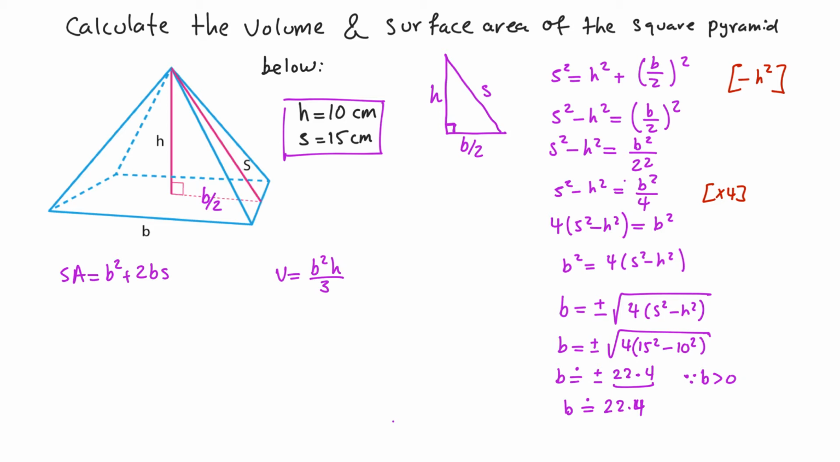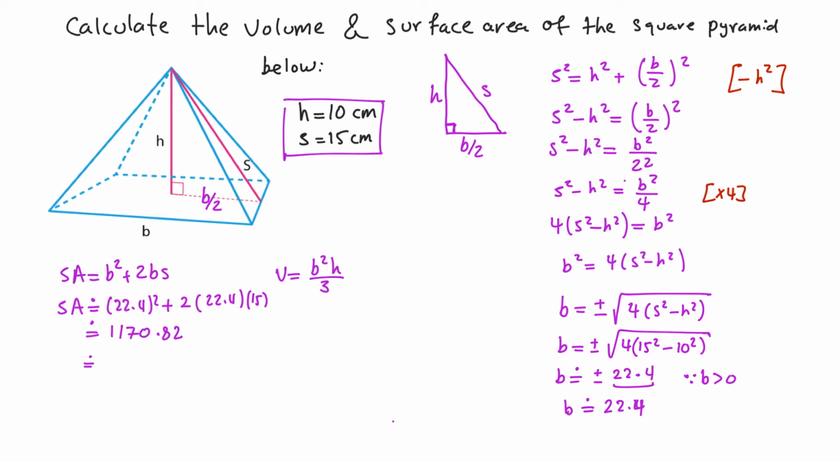Alright, so now we have found our base value. We have to put it back into the equation. So I know that surface area is equal to b squared plus 2 times b times s, which is approximately 22.4 squared plus 2 times 22.4 multiplied by the s value, which is 15. I'm going to put an approximation sign here because I'm using an approximate value. Once I plug those into my calculator, I will get 1170.82.